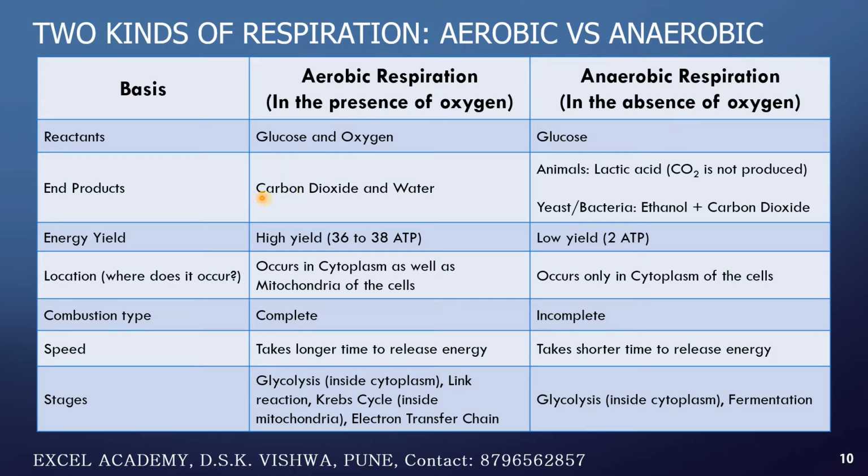In aerobic respiration, the end products are carbon dioxide and water, whereas in anaerobic respiration in animals, it is lactic acid, but there is no CO2 produced. In the case of yeast or in some bacteria, the end products are ethanol and carbon dioxide. Aerobic respiration produces a high amount of energy, roughly 36 to 38 ATP molecules, whereas anaerobic respiration yields a low amount of energy, which is 2 ATP.